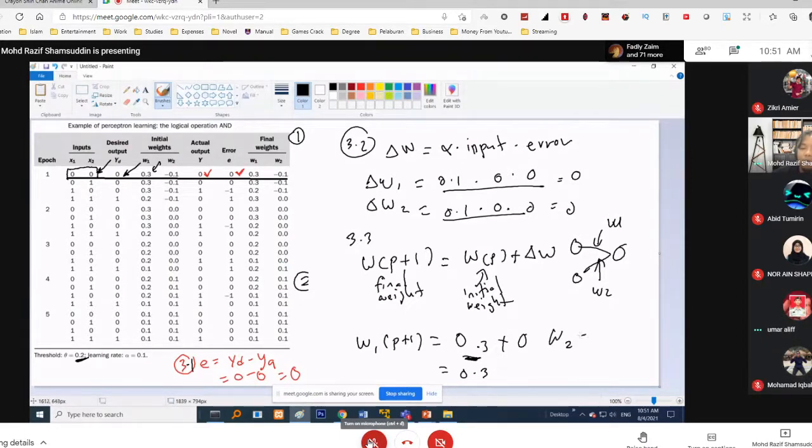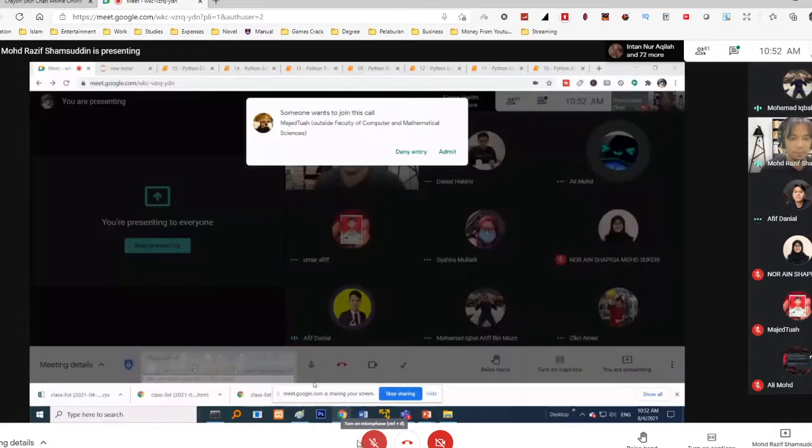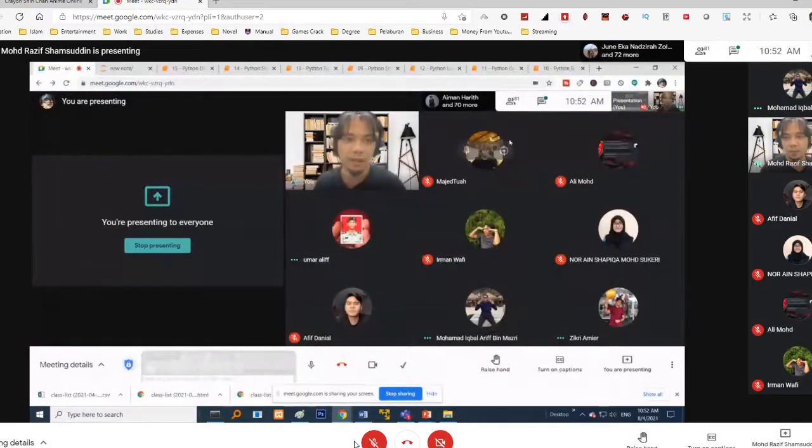Sama juga dengan weight 2. P plus 1 sama dengan negative 0.1 plus 0, dapat negative 0.1. So dia tak berubah. The final weight and the initial weight is of the same value. Kenapa dia tak berubah? Because the error is 0. Nampak tak? Group A, faham tak? Ada soalan? Any question? No, sir.